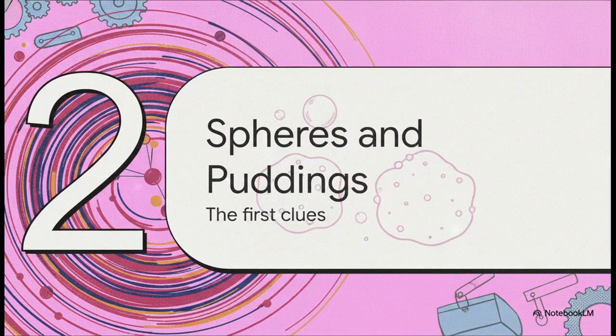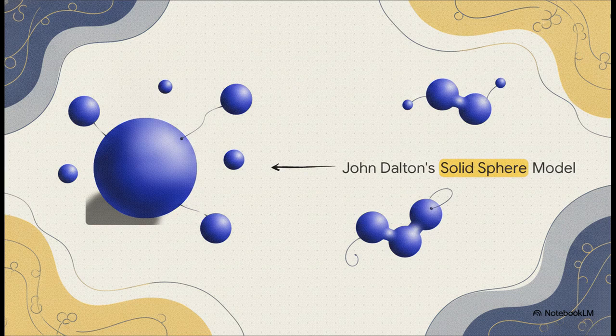Moving right along to Section 2, Early Spheres and Puddings. John Dalton kicks things off in the early 1800s with a surprisingly simple but totally foundational idea. He thought atoms were tiny, indestructible, solid balls, very much like billiard balls just clacking and combining together to make different compounds. He believed matter was made of these featureless spheres that chemically locked together to form literally the entire world around us.